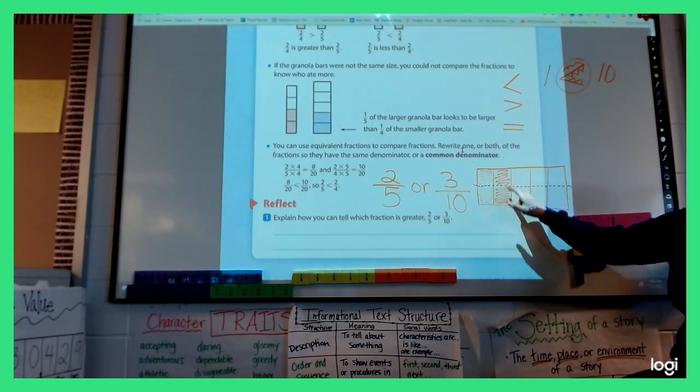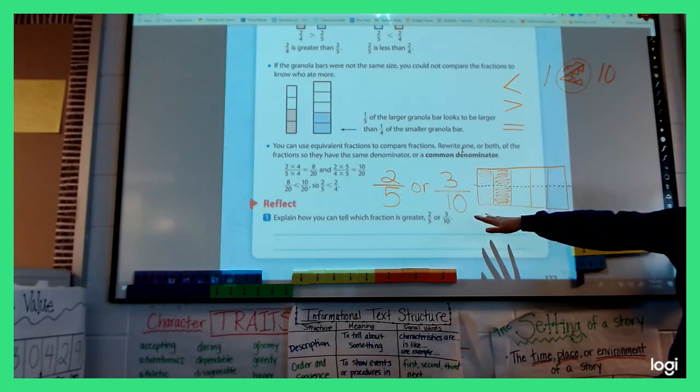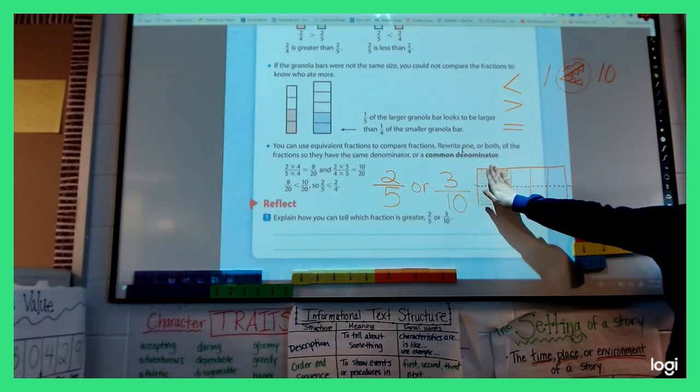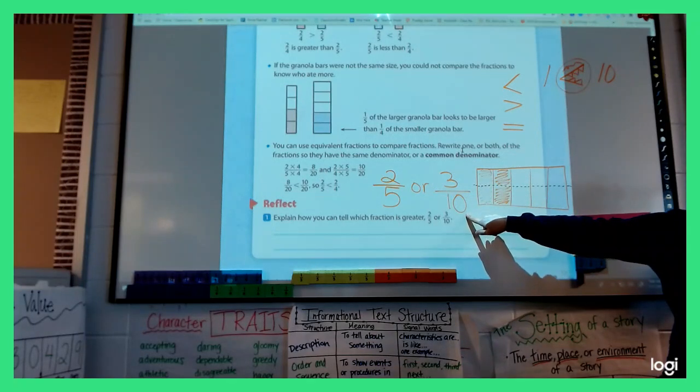So now let's count and make sure that we have 10 even spots. 1, 2, 3, 4, 5, 6, 7, 8, 9, 10. We did that right. So now we can look. Okay, 2/5 would be 4/10, right? Is that bigger or smaller than 3/10?